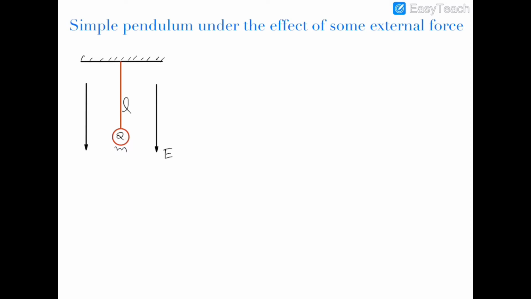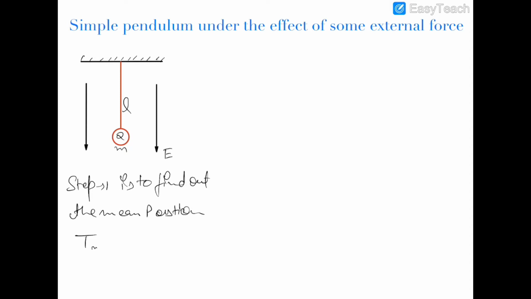So the first step is to find out the mean position, and to calculate the tension in the mean position. So this is the mean position. You can see that the pendulum would be at rest in this position, and we have to calculate the tension in this rope in the mean position.